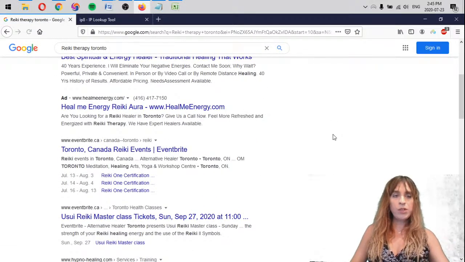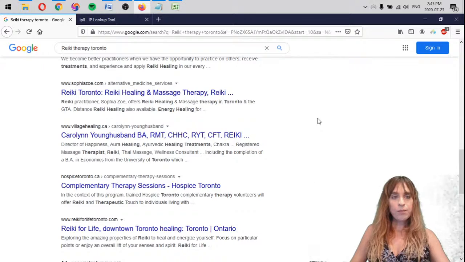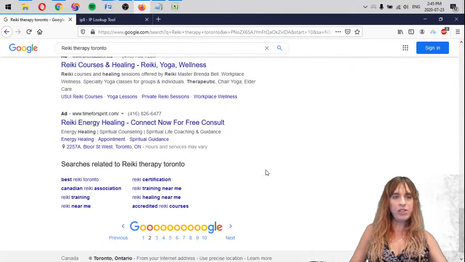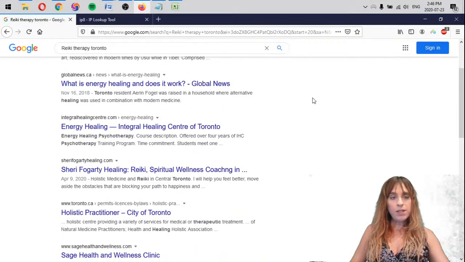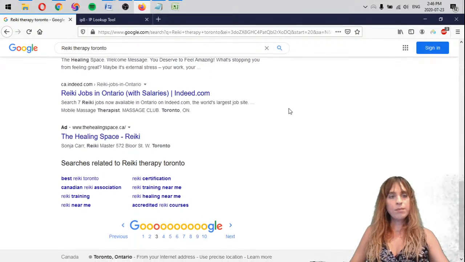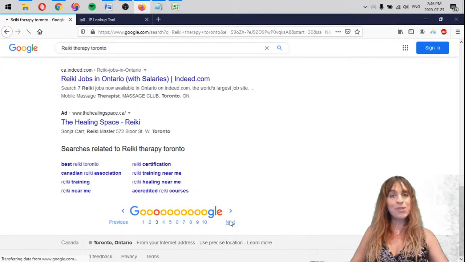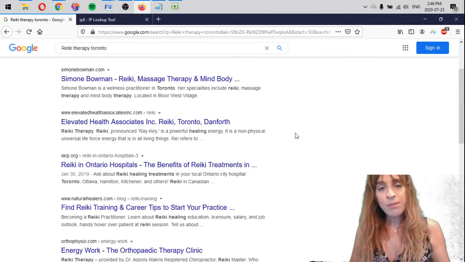I always want to make a note of what's on page one. And then what I do is I go down to page 5 to see if I can find my client's website anywhere. And often I can't. And I mean, they know their SEO is terrible, which is why they came to me in the first place.